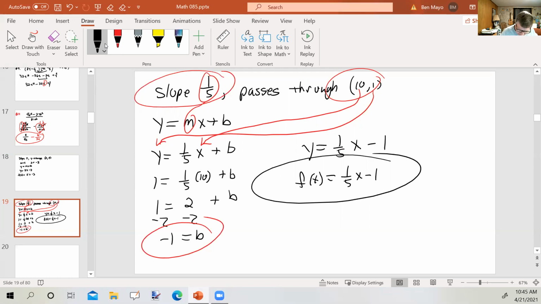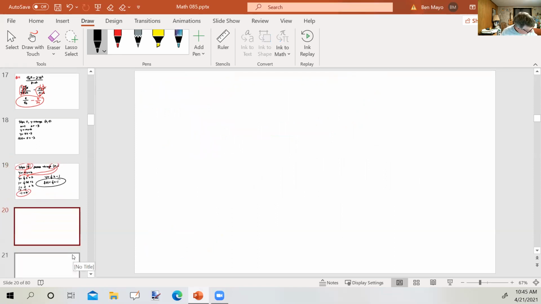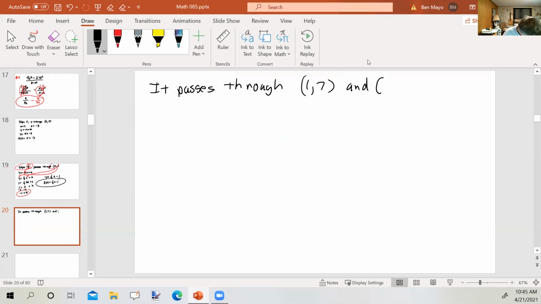Okay. Now, this next one says, write an equation for a linear function that passes through the 2 points, (1, 7) and (-2, 1). Well, we need the slope and the y-intercept. I can use the slope formula, m equals y sub 2 minus y sub 1 over x sub 2 minus x sub 1 to get the slope of the line.